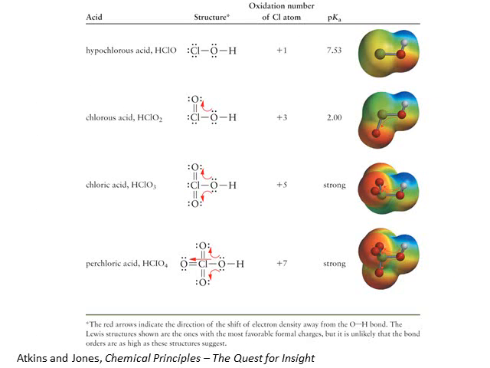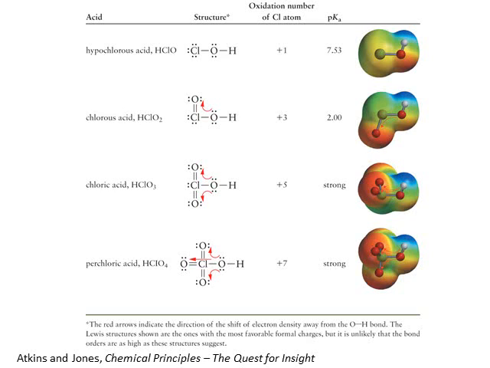Now let's look at what happens when we increase the number of oxygen atoms present. As you can see, the pKa decreases rapidly with the increase in the number of oxygen atoms, and this is generally true. There's a couple of ways of looking at this. Firstly, you can see that the oxidation number increases as the number of oxygen atoms present increases.